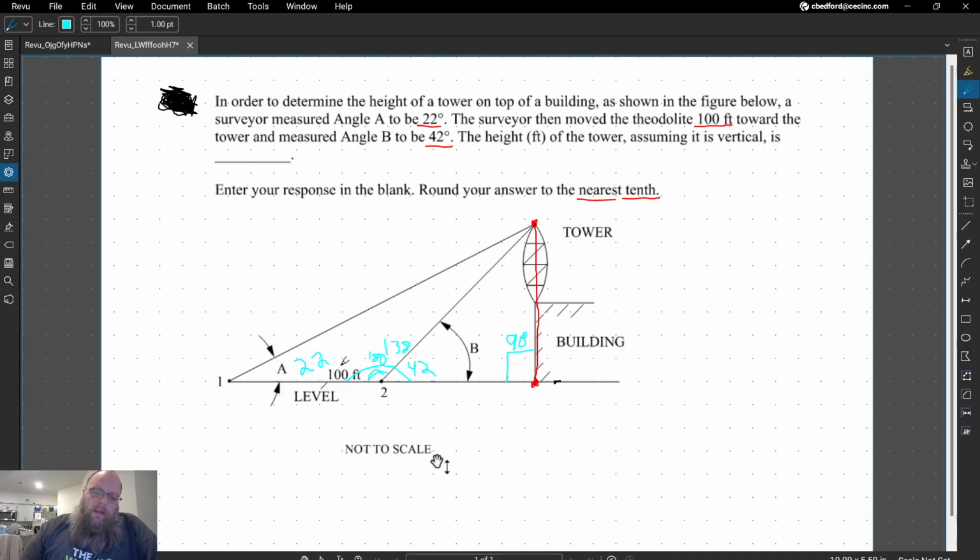All right. And I know the sum of the interior angles of a triangle is going to end up being 180. So I can add these two together, which is going to give me 160. And so that's going to make this angle 20. All right, 20 degrees.